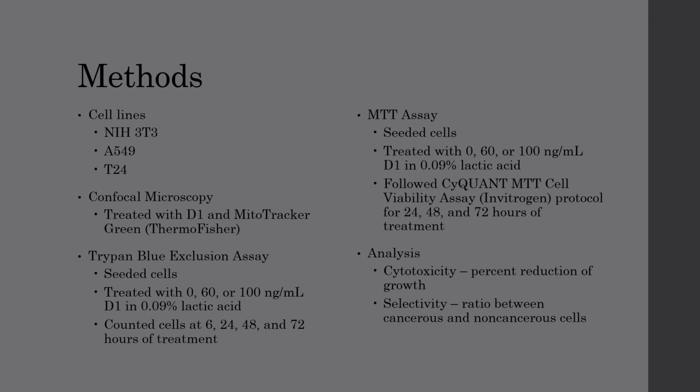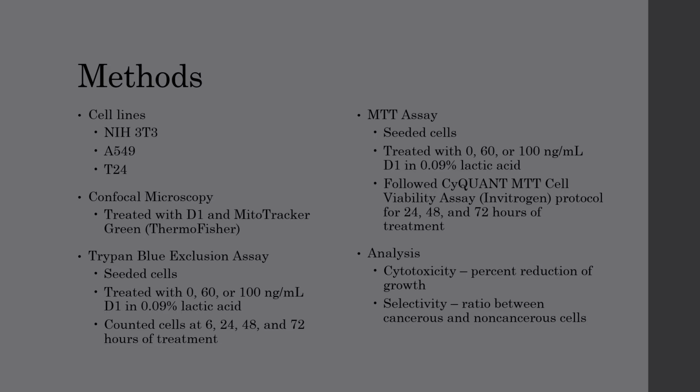Cytotoxicity and selectivity of the dye was analyzed through two different types of experiments, a trypan blue exclusion assay and an MTT assay. In the former, seeded cells were treated with either 0, 60, or 100 nanograms per ml of D1 and 0.09% lactic acid. Cells were then manually counted at 6, 24, 48, and 72 hours of treatment using the trypan blue to identify non-viable cells.